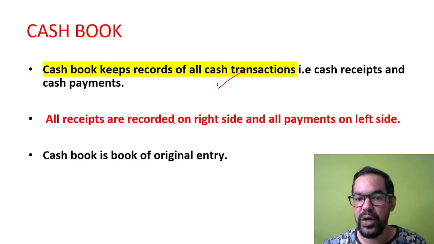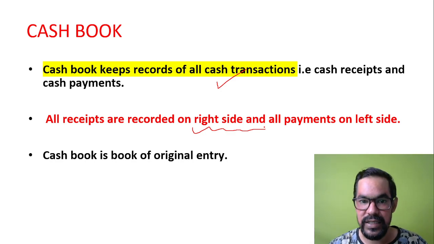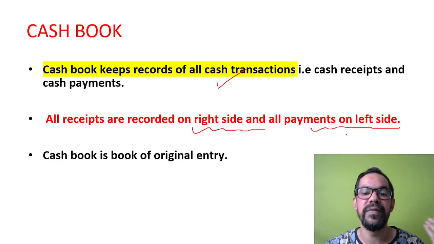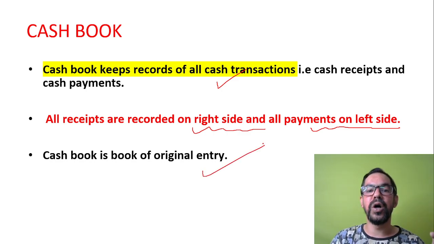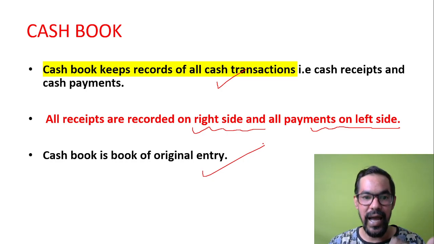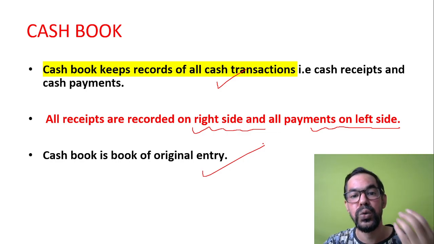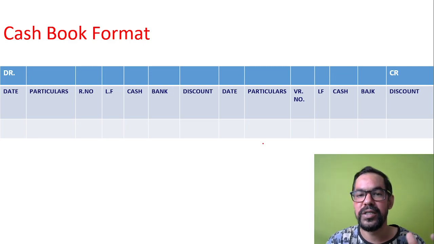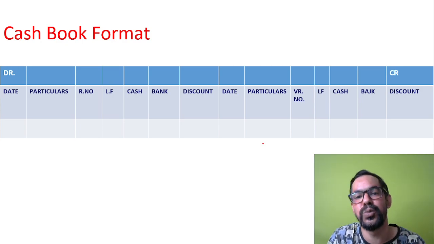All receipts are recorded on the right side, which is your credit side, and all payments on the left side, which is the debit side. The cash book is a book of original entry. It is also known as a book of original entry. I'll show you the format of the cash book, how we generally make these entries, and what format we use for cash book transactions as well. But first, I hope the basic meaning and uses of the cash book are clear to all of you.